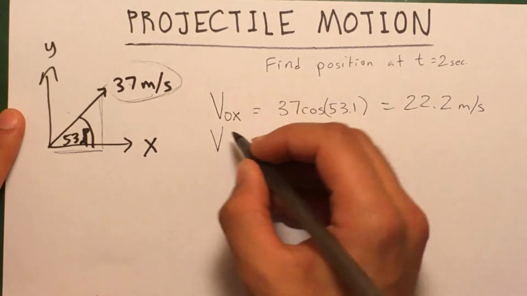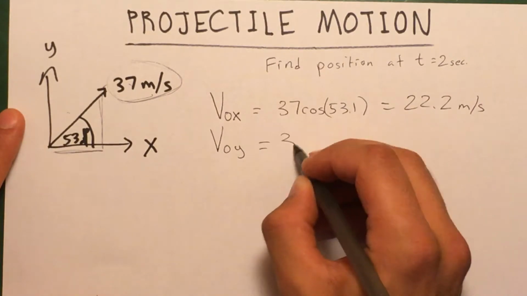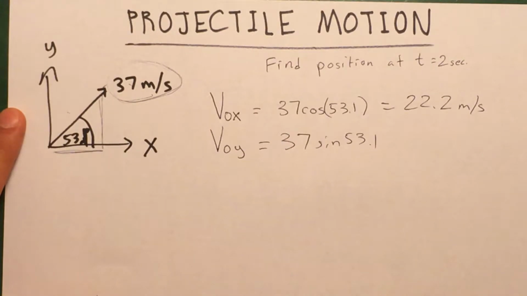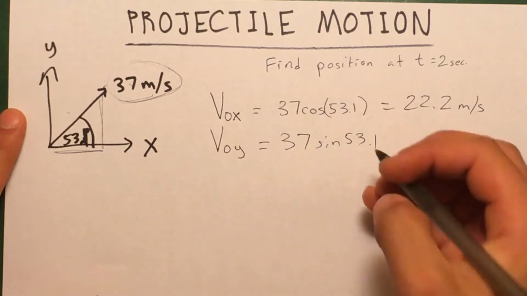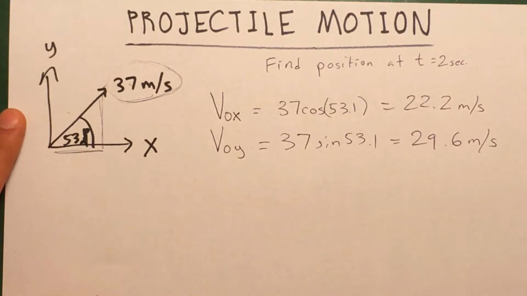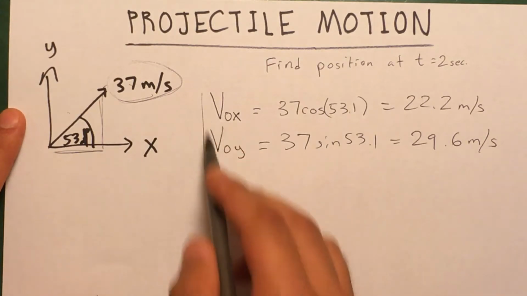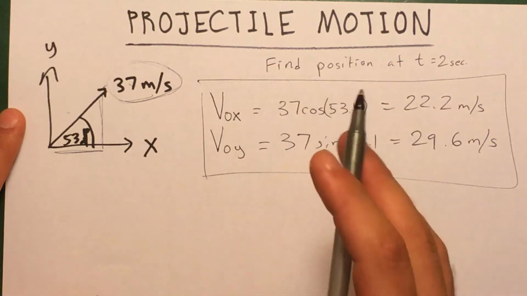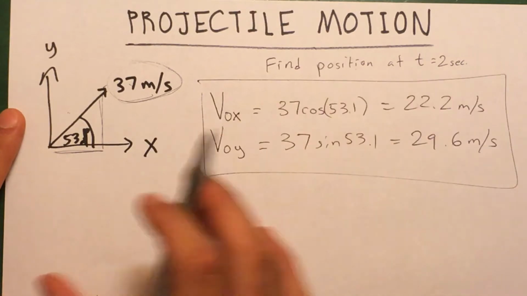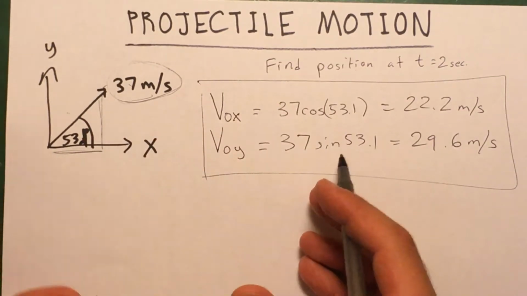And then we want to find the y component of the initial velocity, and that's going to be 37 times the sine of 53.1. Once you punch that into the calculator, you should get 29.6 meters per second. Let me double check on that. Yes, alright. Now when we want to find the position, that means we want to find the x position and the y position. It's like we want to find the coordinates of it.